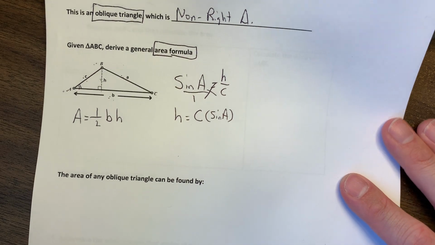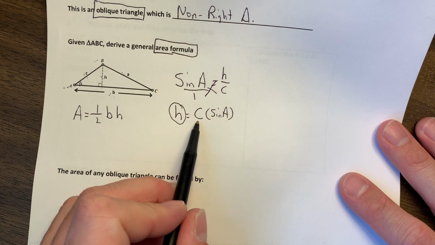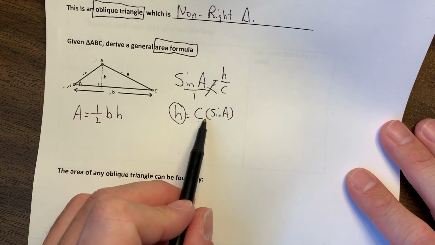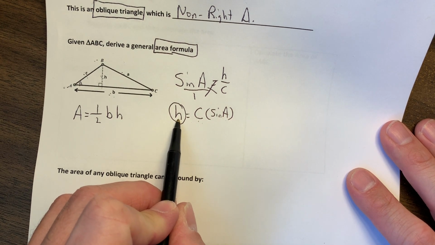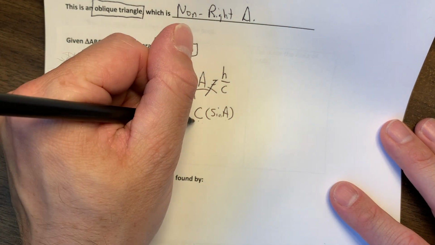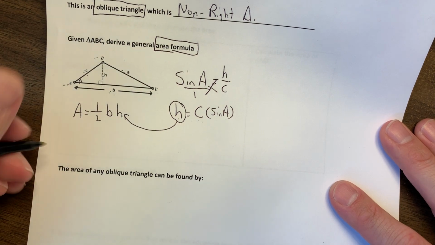And I don't know if you noticed, but I actually can use sine of A times C, right? Which is the hypotenuse to A. If I multiply those together, if I do the sine of A times C, it should tell me what the height is. That'll work on any oblique triangle. And all I'm going to do is take whatever I figure out for H, and plug it into the formula there.